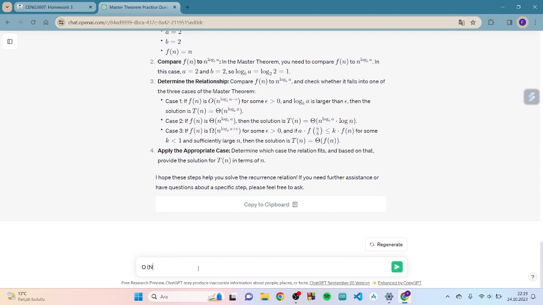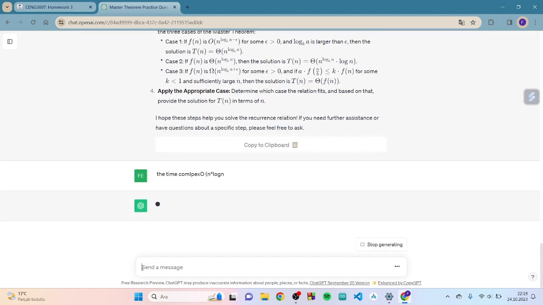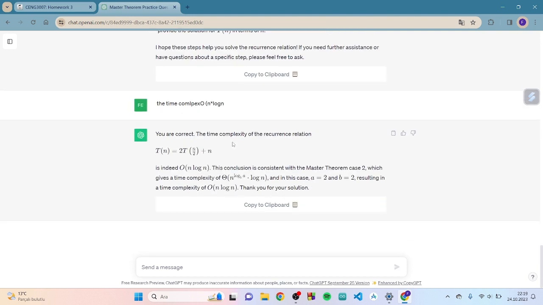Sorry, time complexity. Okay, but I'm correct: the time complexity is O(n log n). Thank you for your solution. Okay, thank you.